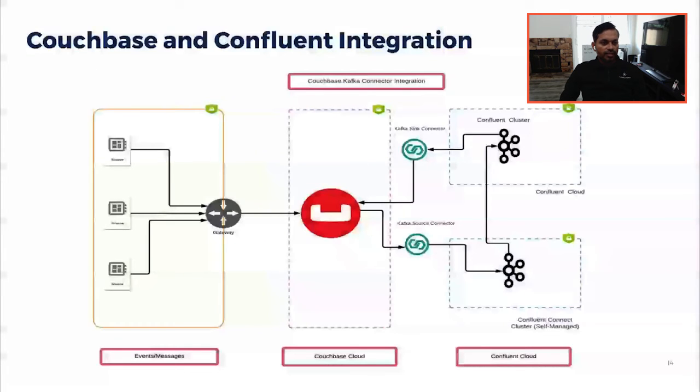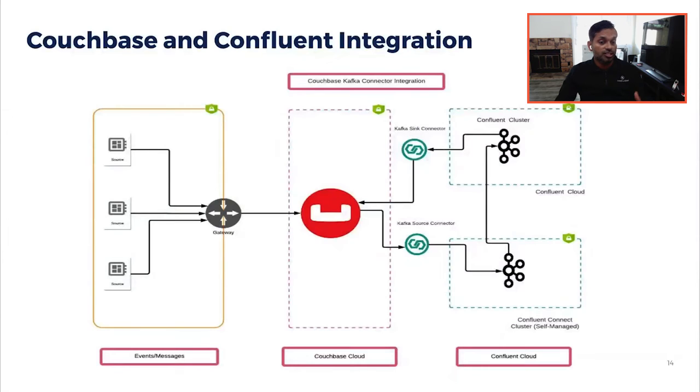So in this reference architecture or integration, how this will work is that we have these events that are coming in from, say, IoT devices or from microservices or from systems. So all these events are coming in. If we are looking at the picture from left-hand side to right-hand side, they're getting processed into Couchbase buckets, which is hosted, say, for example, on Confluent Cloud.